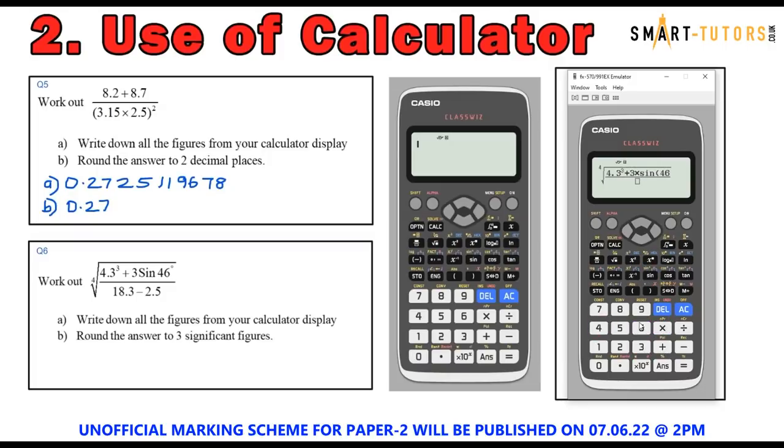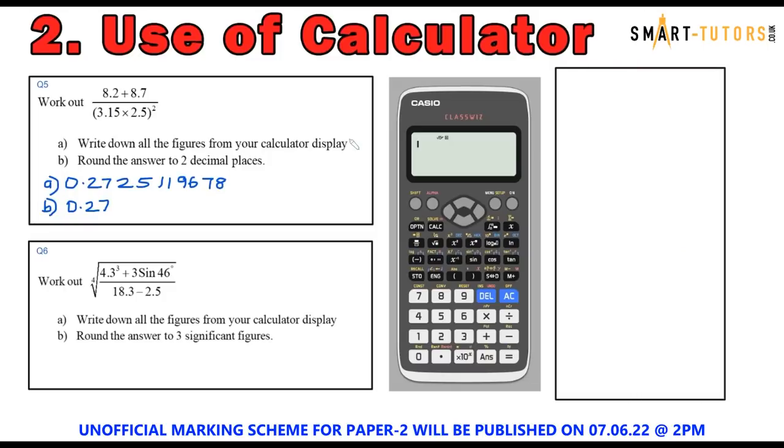You can write 3. I always write, make sure that means 3 times sine 46, and close the brackets and come back to the denominator section. 18.3 minus 2.5 and press the calculator. So you get 1.507. I just wanted to put the calculator on my second screen so that I can access the whiteboard.